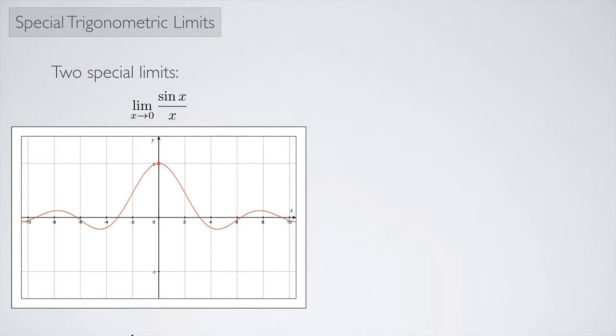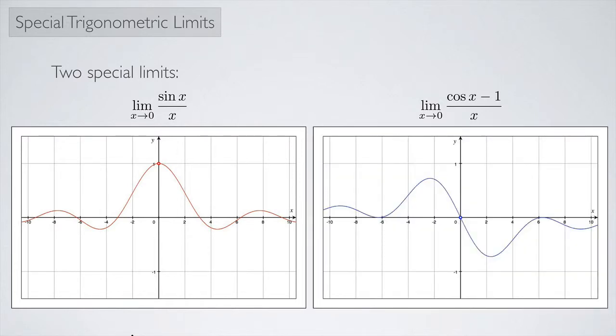0. And the second limit I want to look at is the limit as x approaches 0 of the cosine of x minus 1 over x. And here's a graph of that function. And again, it's undefined at 0, and it looks like the function is approaching 0 as x approaches 0. Now this was just a graphical approach here.